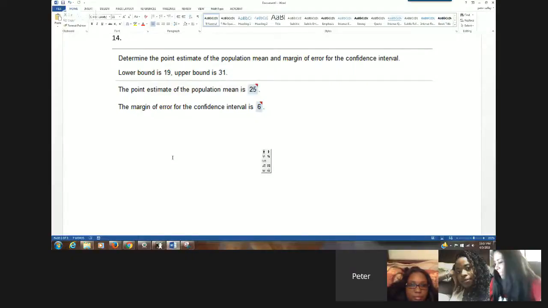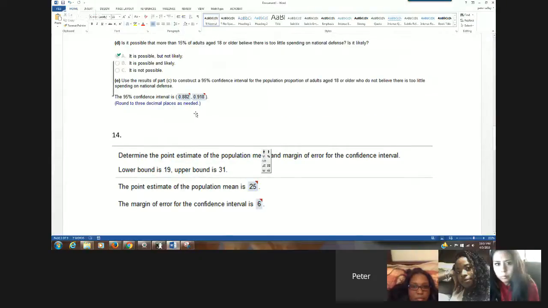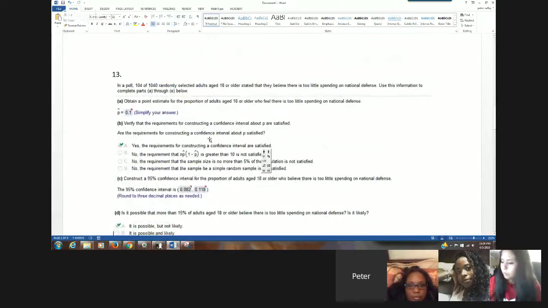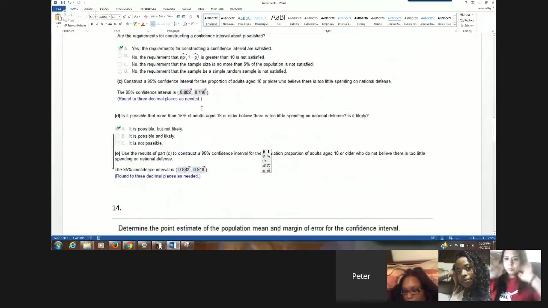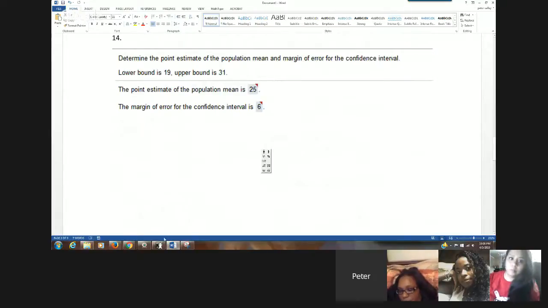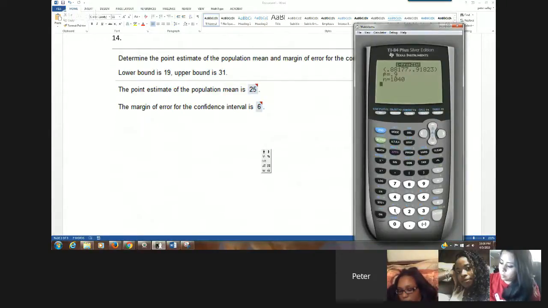All right. Number 14. Determine the point estimate of the population mean and the margin of error for the confidence level if the lower bound is 19 and the upper bound is 31. So let's pretend, instead of giving you all of this information about the p-hat and the standard deviation, what if I just give you the confidence level? Can you tell me p-hat? Well, all I'm asking you to do is tell me what's halfway between 19 and 31. So I'm just going to average them. 19 plus 31, and then divide that by 2. The point estimate is the middle of those two bounds, so it's got to be 25.